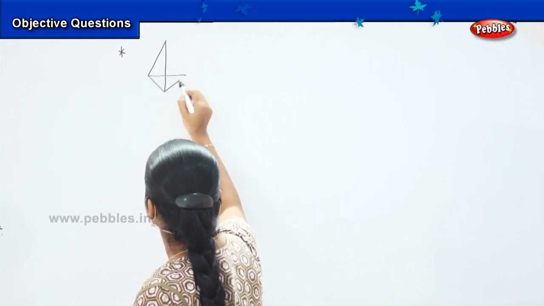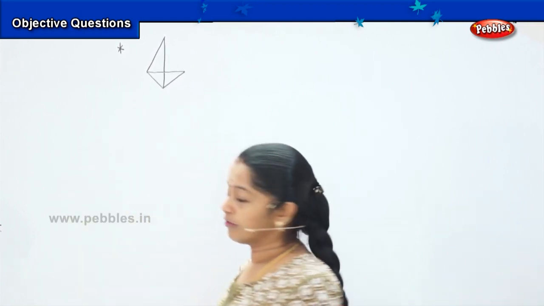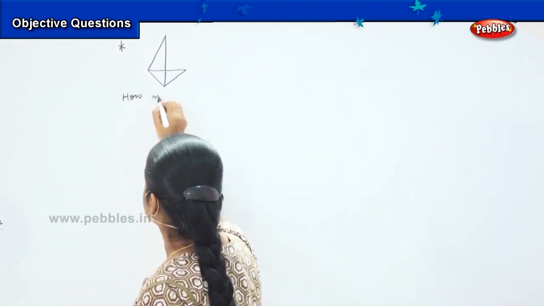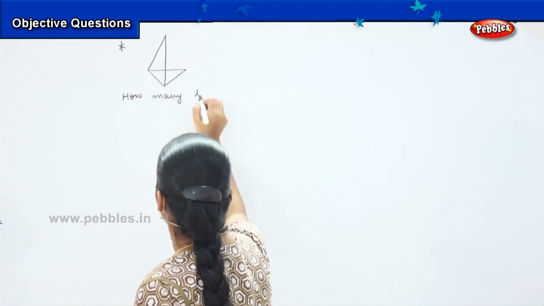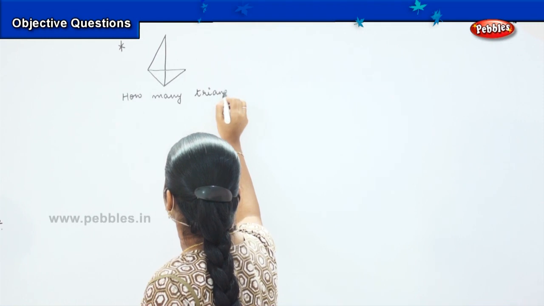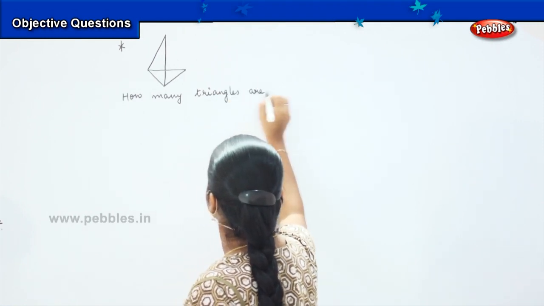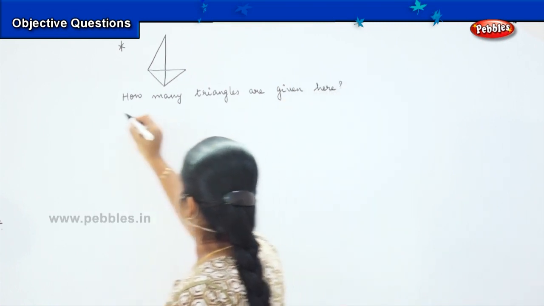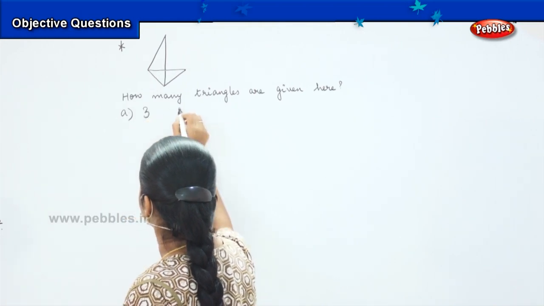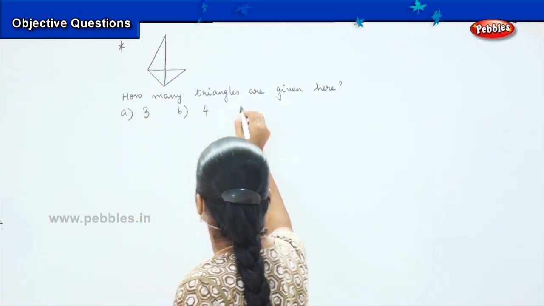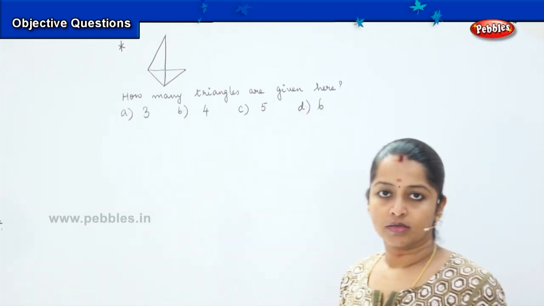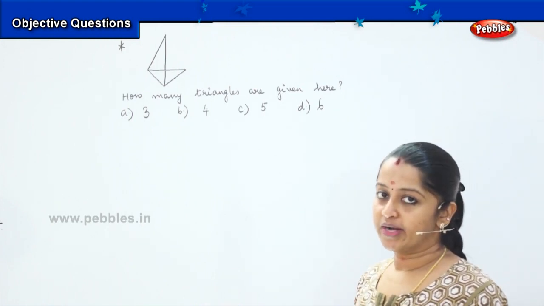Yes. It is a colorful thing which we fly in the sky, right? So now my question says, how many triangles are there? How many triangles are given here? And my options are A 3, B 4, C 5 and D 6. So, shall we count the number of triangles?